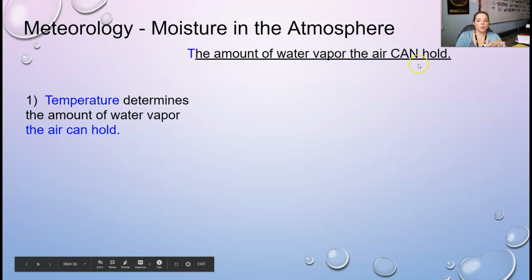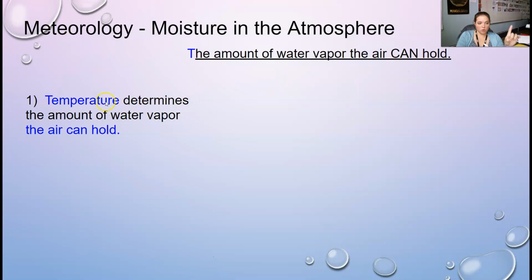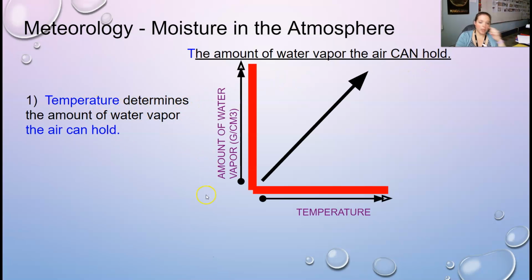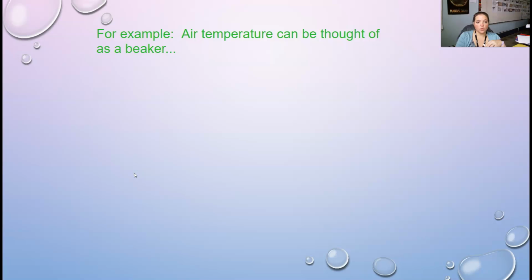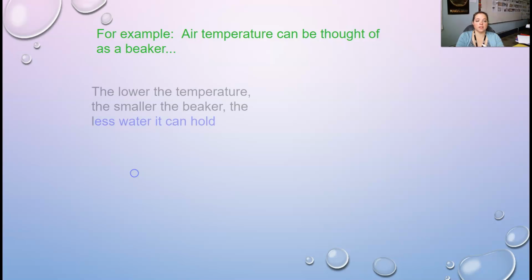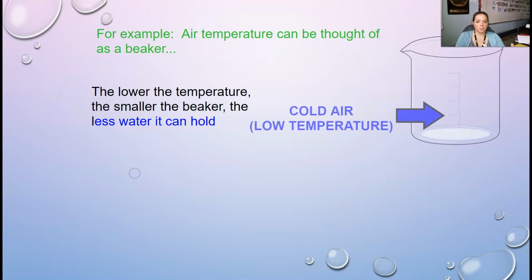The amount of water vapor the air can hold. We're still going off of that. So looking at this, as the temperature increases, the amount of water increases also. For example, temperature can be thought of as a beaker. The lower the temperature, the smaller the beaker, the less water it can hold. So as it gets colder, it can hold less and less water.